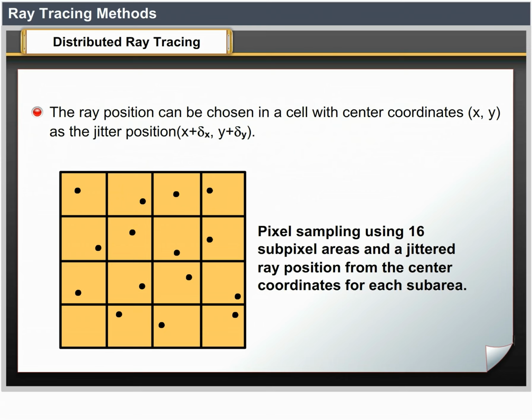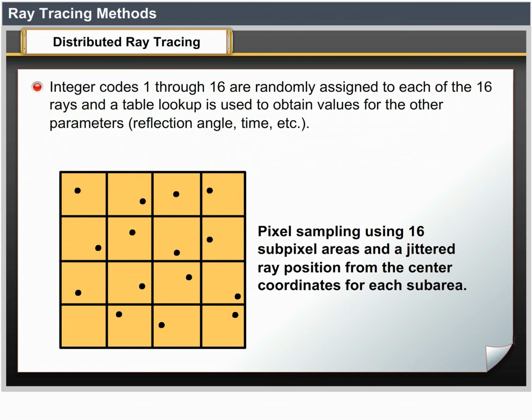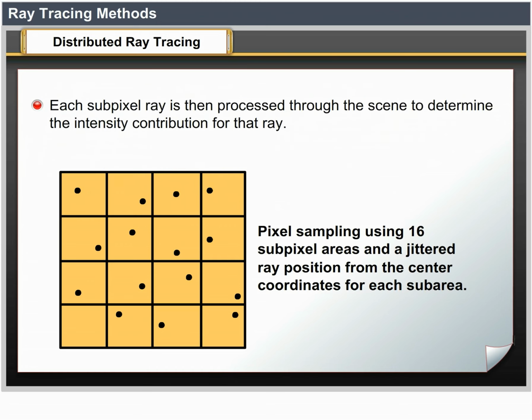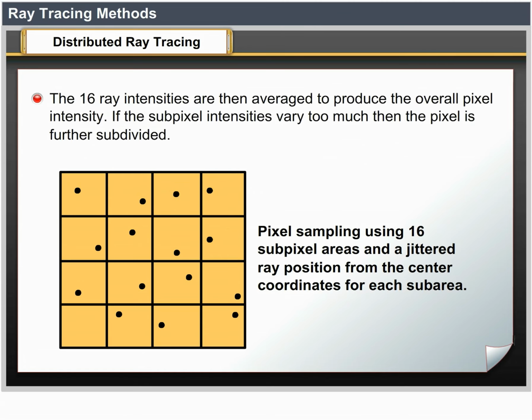Integer codes 1 through 16 are randomly assigned to each of the 16 rays, and a table lookup is used to obtain values for the other parameters, reflection angle, time, etc. Each subpixel ray is then processed through the scene to determine the intensity contribution for that ray. The 16 ray intensities are then averaged to produce the overall pixel intensity. If the subpixel intensities vary too much, the pixel is further subdivided.